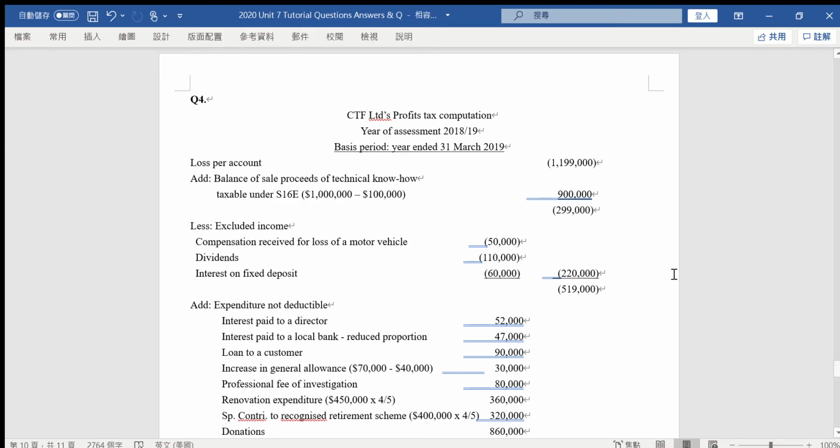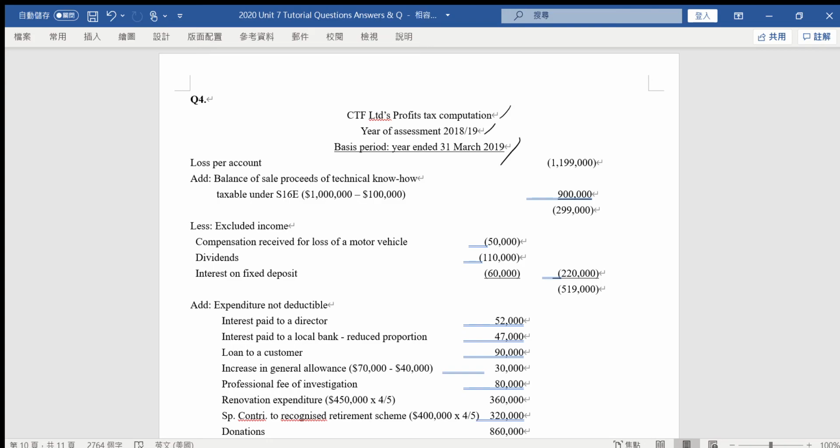And remember to write down several key things on the top. One is the company name, year of assessment. Also, you should write the base period, because different companies may have different year ends. That's why you should write it clearly about the base period, and this one is year end up to the 31st March 2019. That will be the key thing you should write on the top.